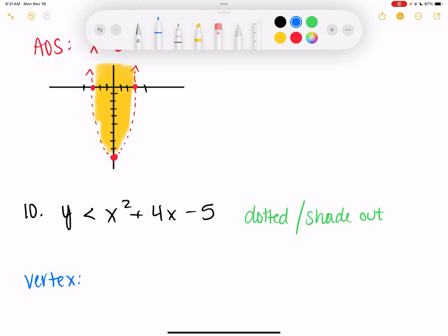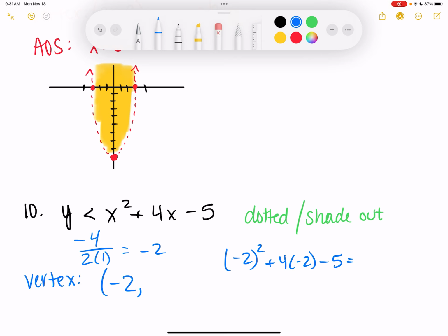Negative b over 2a, and then you plug in the thing. Negative 4 over 2 times 1, so that's negative 2. That's the x coordinate. For the y coordinate, we plug it in: negative 2 squared plus 4 times negative 2 minus 5 gives me what? 4 plus 8 minus 8 minus 4, which is negative 4 minus... It is negative 9.